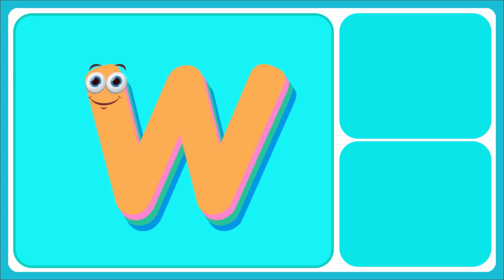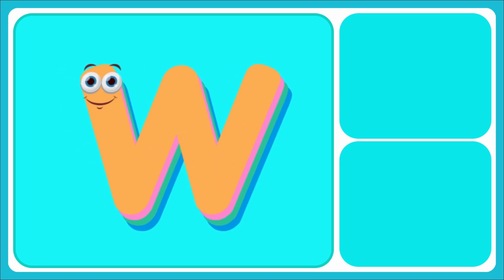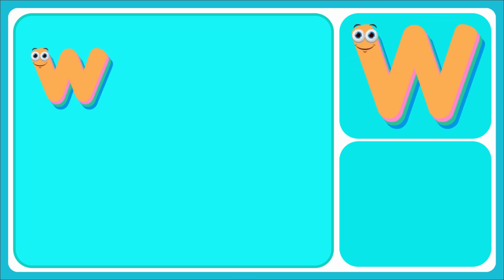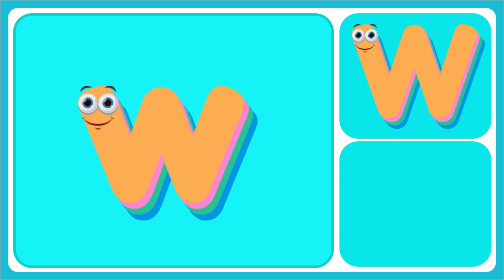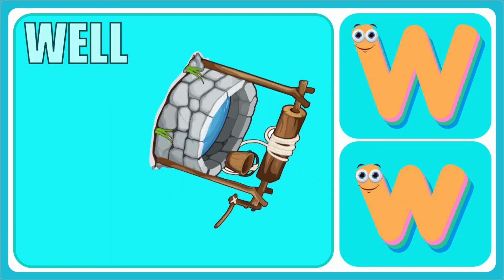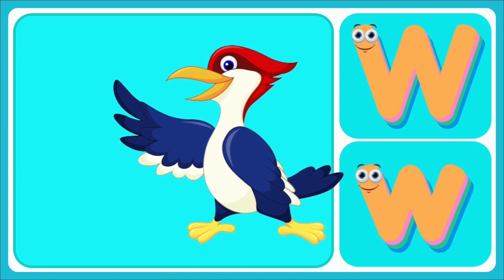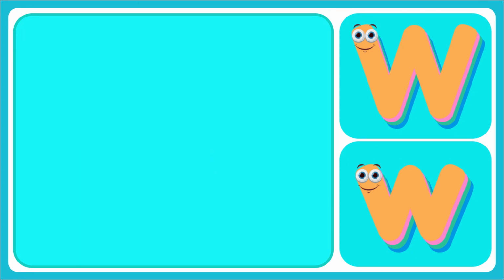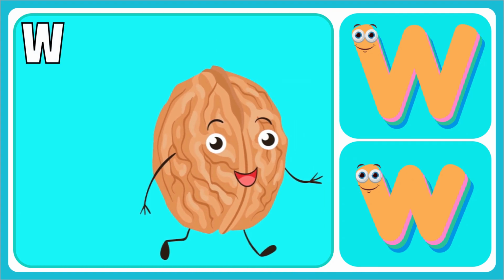Today we will learn alphabets and their sounds. Have you ever seen the letter W? Hi, I am letter W and my sound is wah, wah, wah. And the words that start with me are well, wah, wah, well. Woodpecker, wah, wah, woodpecker. Walnut, wah, wah, walnut.